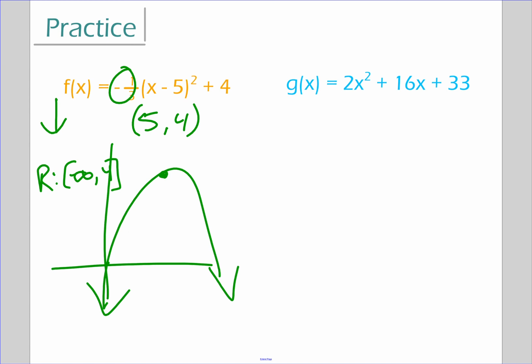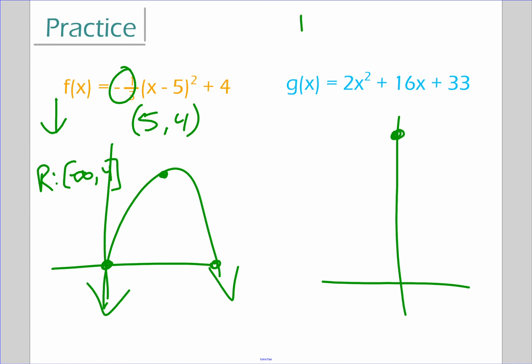And if I wanted to find the zeros, I could, but I know that there's going to be 2, guaranteed. Now, g over here is a little more complicated. I know what the y-intercept is. I know the y-intercept is 33. Great. So we got a y-intercept of 33, but it would be nice to know what the vertex is.